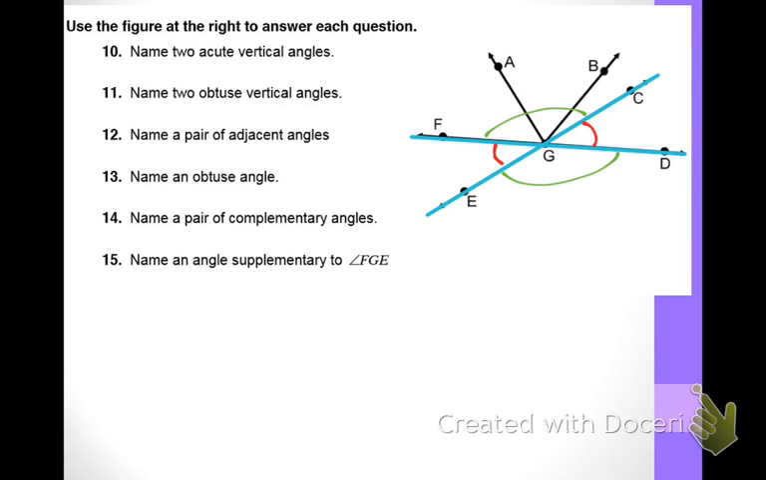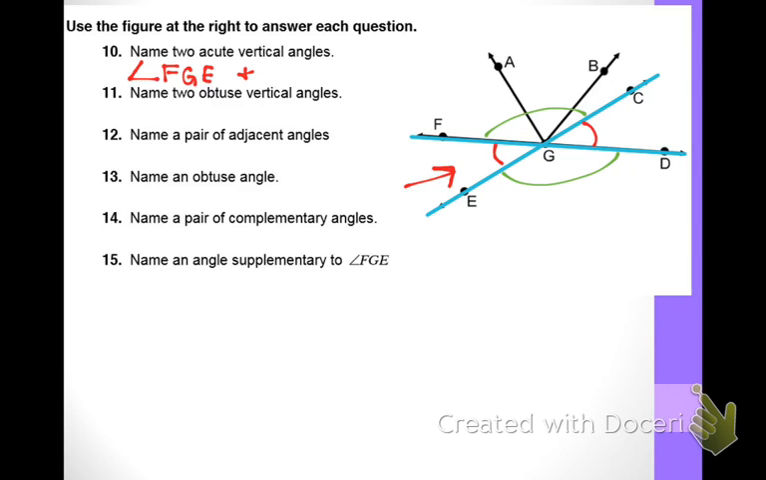Which of them look like they're less than 90 degrees? The red ones, I agree. So all we do is we name them. Let's name this angle on the left. When we name an angle, what comes first? The angle symbol. And then we can use F, E. We could have also named it EGF. But G has to be in the center.